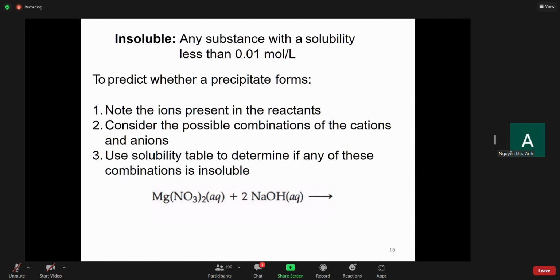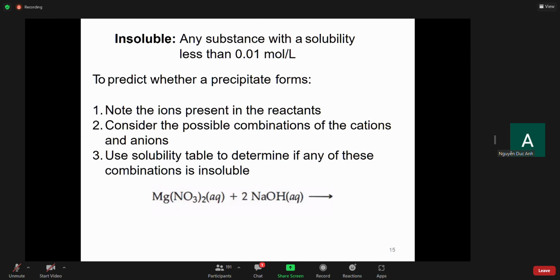With the insoluble materials, you will see the concentration of the ions appearing from that material in solution is normally 10 power minus 7, 10 power minus 6 mole per liter, something like that. Okay, but at this moment, let's consider the material that can provide a concentration in the solution smaller than 0.01 mole per liter is insoluble material.